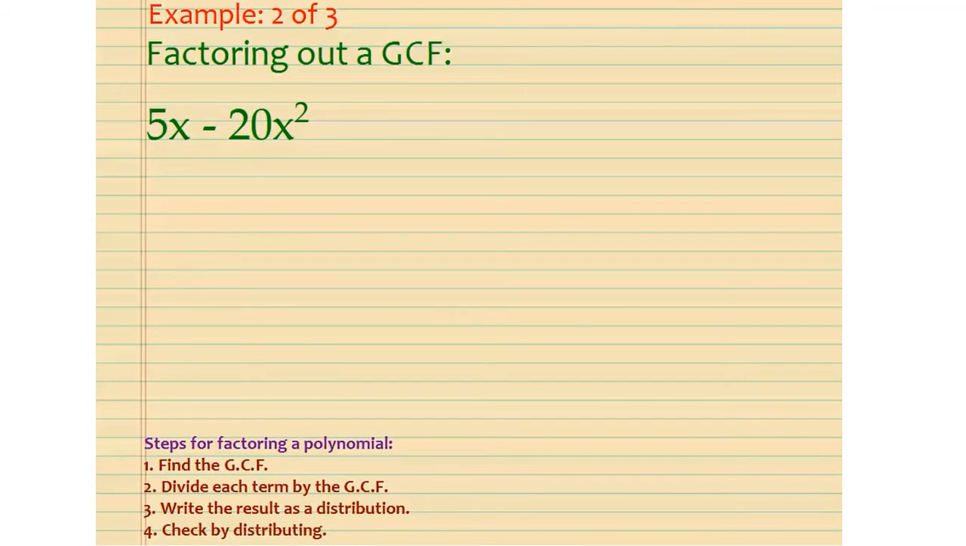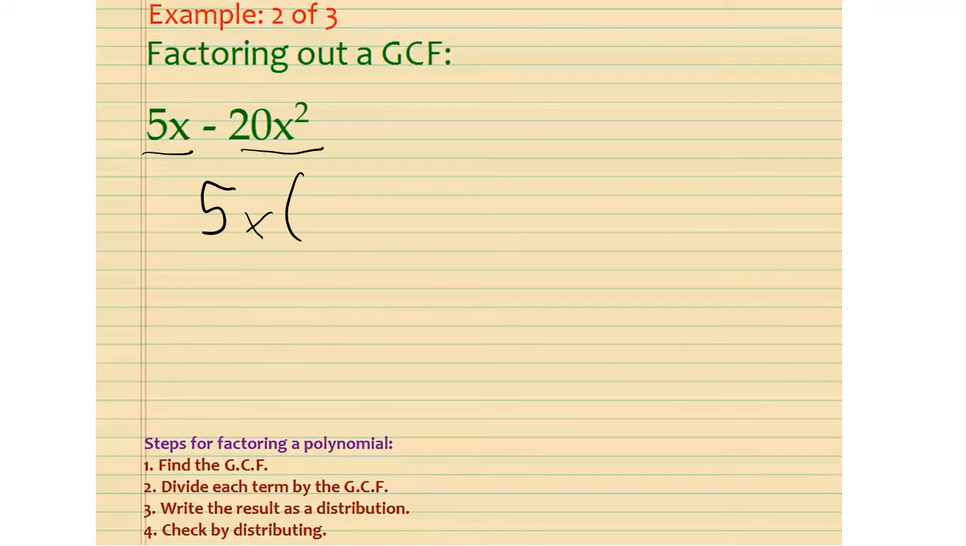Okay, here's another example. Factoring out a greatest common factor. What is the greatest common factor of 5x and negative 20x squared? Again, I'm going to look at the numbers first. Greatest common factor of 5 and negative 20 is positive 5. I always like to have the first term inside the parentheses be positive. So I'm going to factor out a positive 5, and then I'm going to look at the variables. This one has x, this one has x squared. What do they have in common? They have x in common. So I can divide each term by 5x.